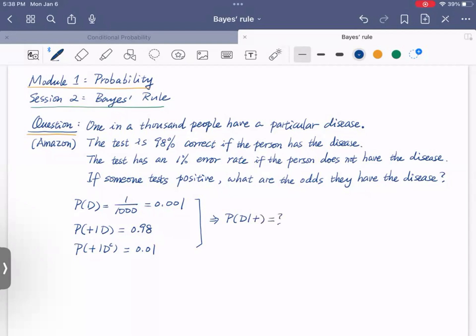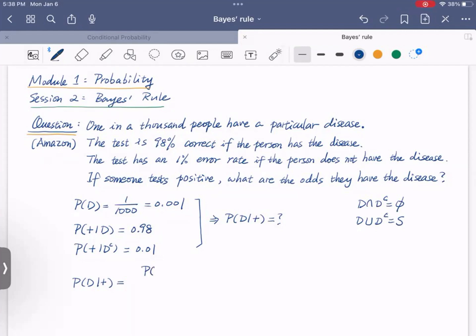Okay. Now let's apply the Bayes rule. P of D given positive is equal to, so by the way, in this question, there are only two conditions, D or D complement. They also form a decomposition of the sample space, right? Because D and D complement are disjoint and the union of them is equal to the sample space. So the condition is satisfied. So let's apply the Bayes rule.